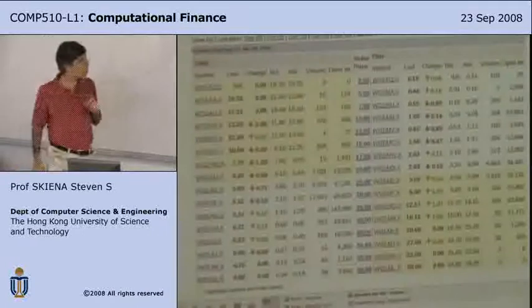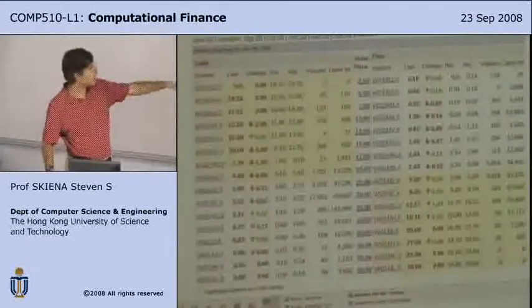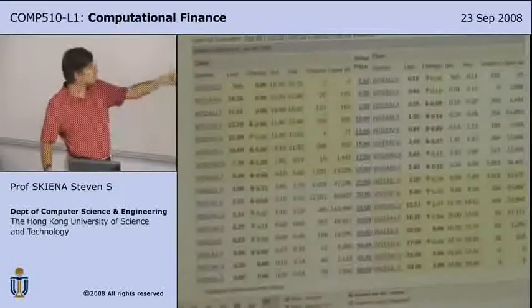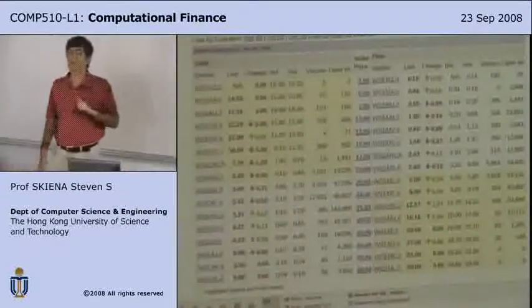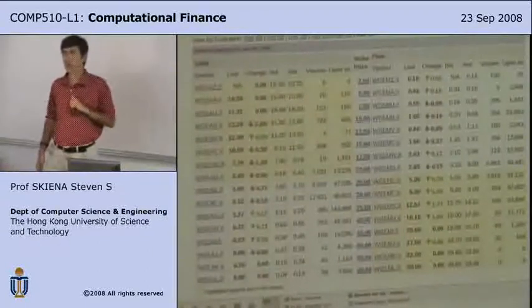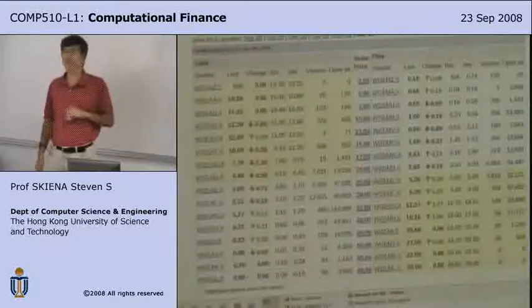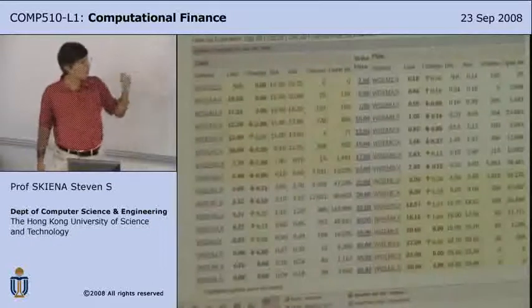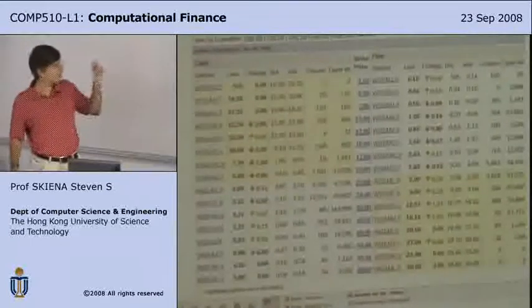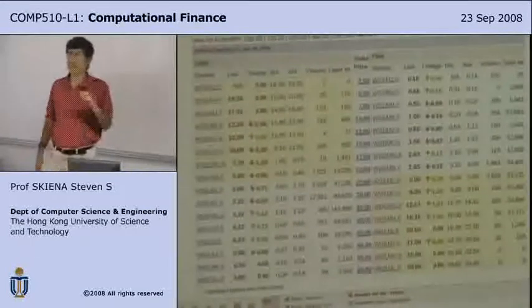So what do we learn from the quotes? Basically, if you look at the calls, they become more valuable as the strike price goes down, because I have the right to buy it at that price. Puts become more valuable as the price goes up, because I have the right to sell it at that price.